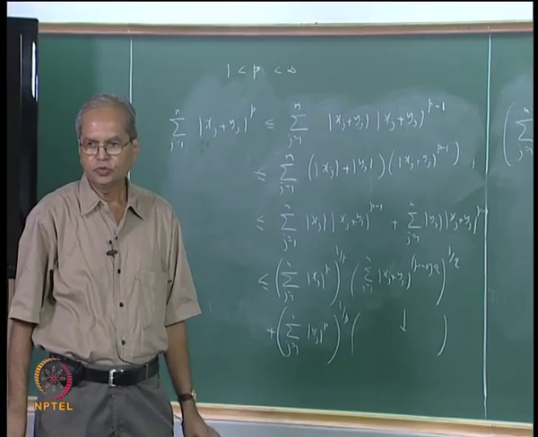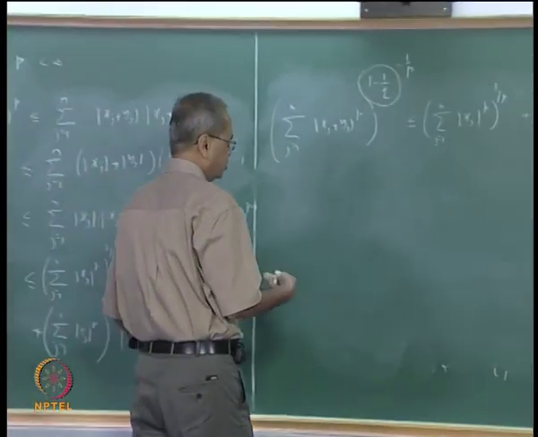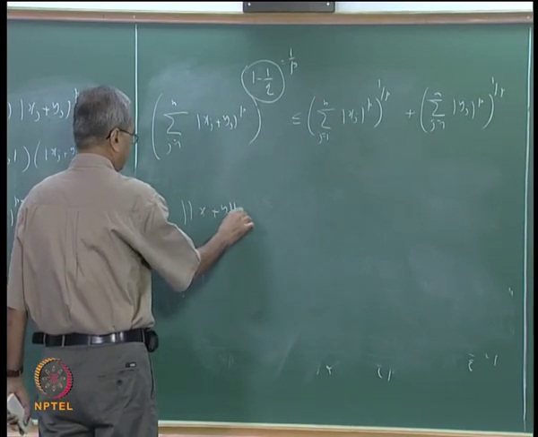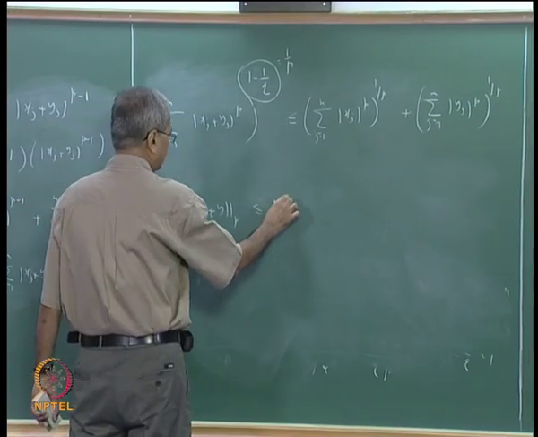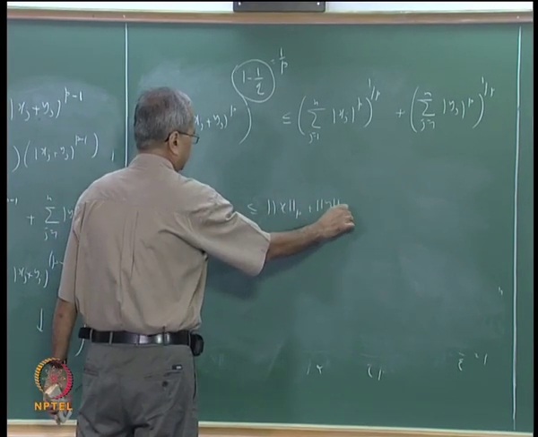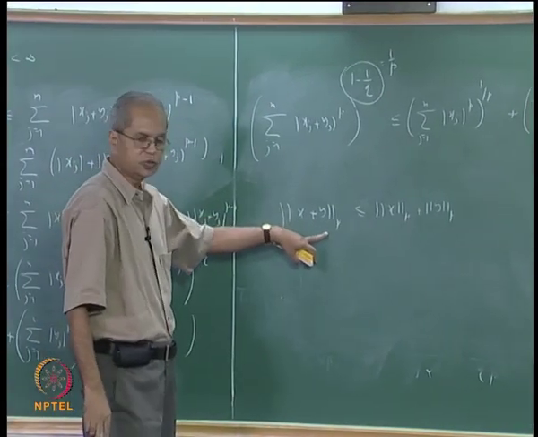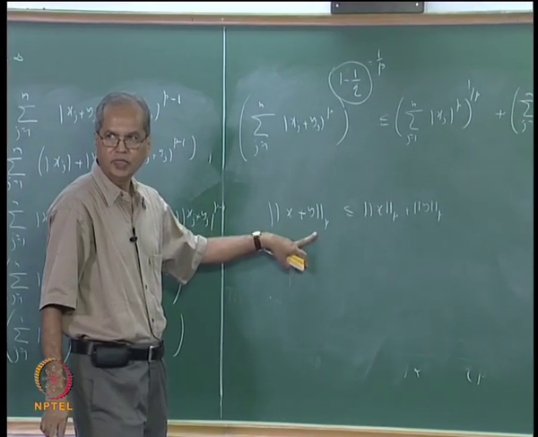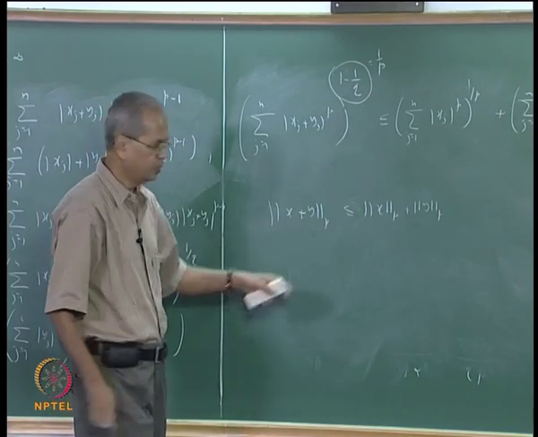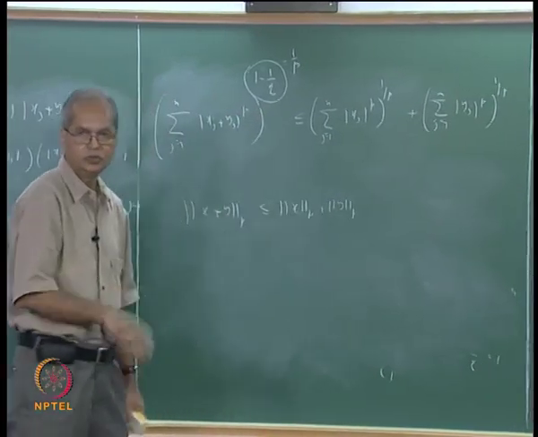So is it clear? We have proved Minkowski's inequality, and what it means is that we have proved the inequality that norm of x plus y suffix p is less than or equal to norm x suffix p plus norm y suffix p. In other words, this p norm is a norm on Rn. Is it clear whatever we have done so far?